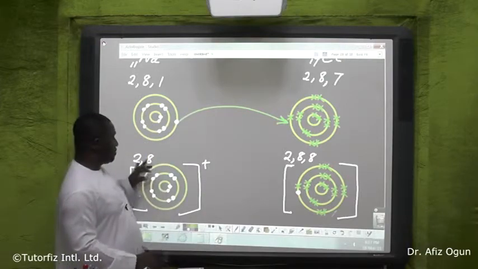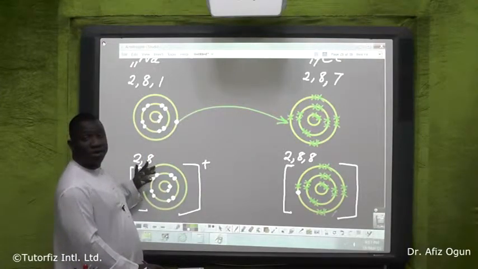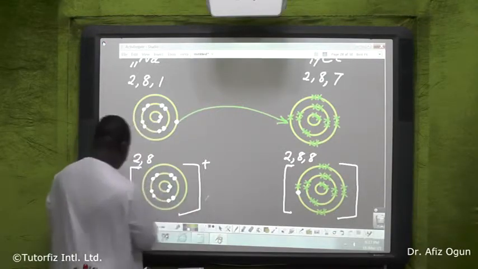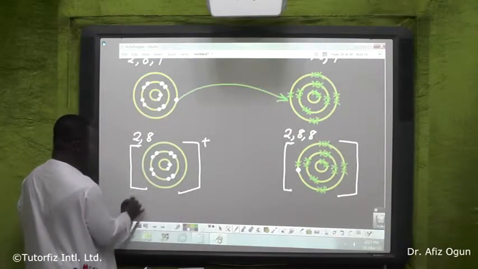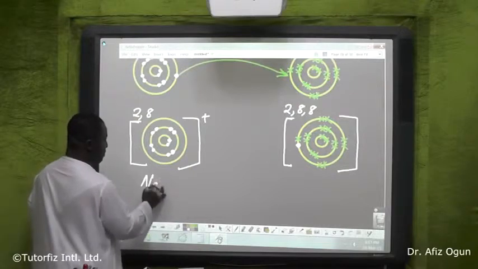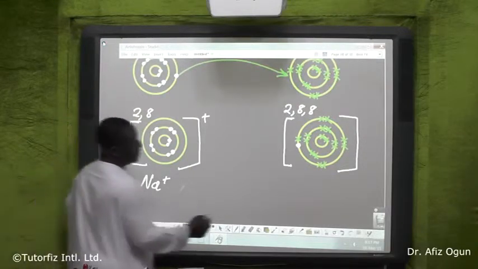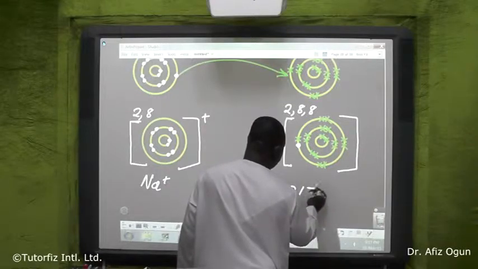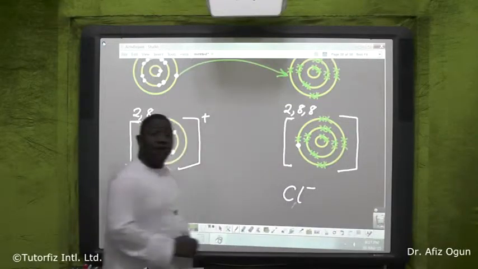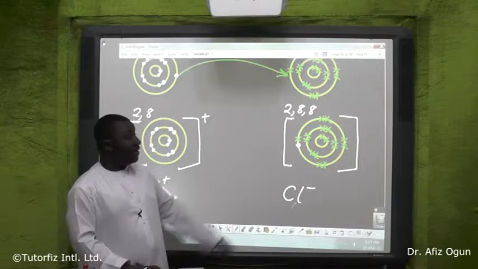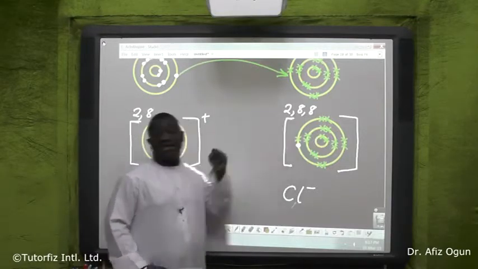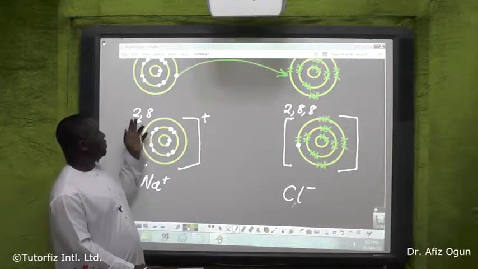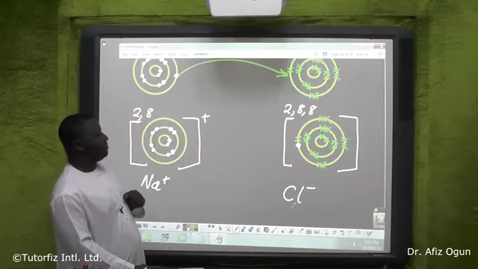So this guy becomes positively charged. We call it sodium ion now. It's no longer Na, it becomes Na+. This guy is no longer Cl, it becomes Cl-. So in case they ask you to write the electronic configuration of Cl-, it is 2,8,8 because it has gained an extra electron. And sodium has lost its outermost electron, so it becomes 2,8.